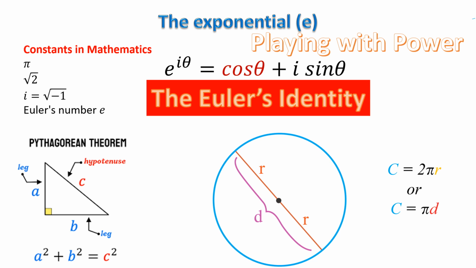Hello friends, welcome back. In one of my earlier videos, the exponential function e, I have missed the derivation of Euler's identity, which is really very interesting. So in this short video, I'm going to derive this very Euler's identity, e to the power i theta is equal to cos theta plus i sin theta. The procedure is very interesting and I hope you will like it.